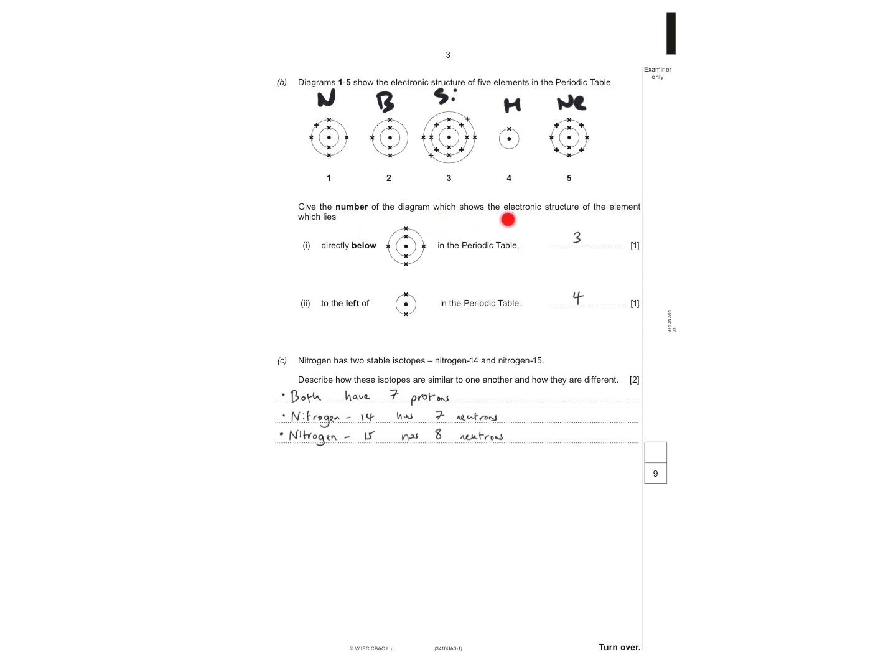Give the number of the diagram which shows the electronic structure of the element which lies directly below this one in the periodic table. Well, this one has got 6 crosses, so that makes it carbon. In my periodic table, silicon is below carbon, so silicon is number 3. I could also work this out by the fact that this one is in group 4, period 2, and this one is in group 4, period 3. And then looking to the left of this diagram, which is helium, well, to the left of helium is hydrogen, which is number 4.